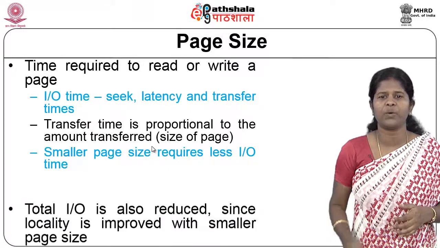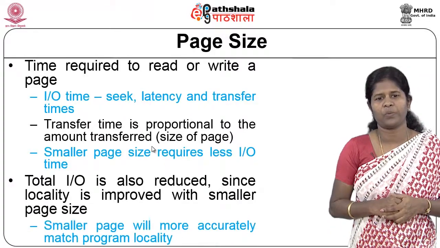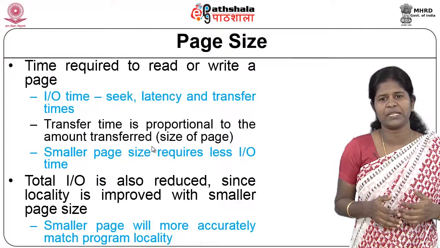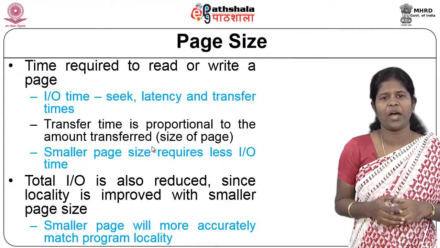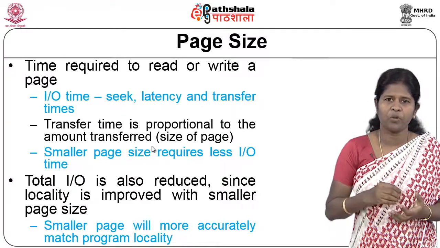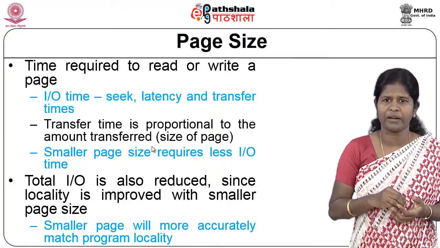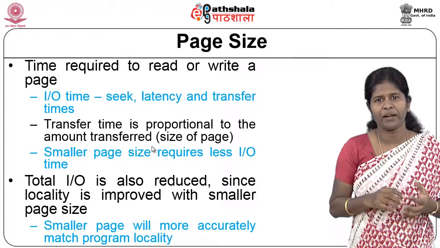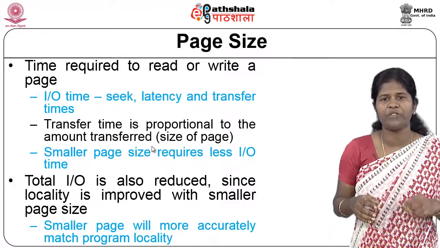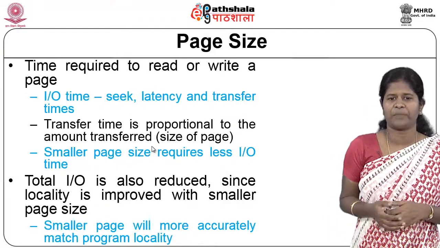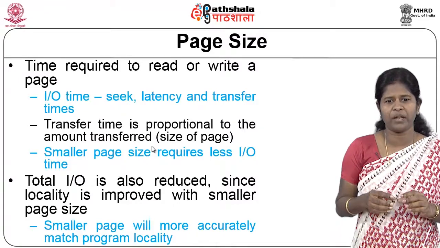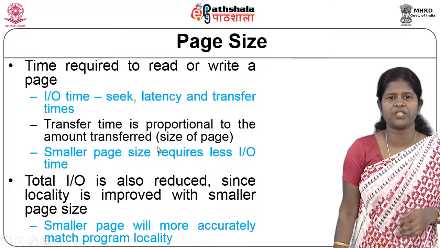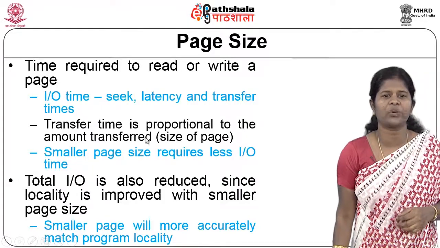Smaller page size will require less I/O. The total I/O is also reduced because locality is improved with smaller page size. When you have a smaller page size, most of whatever you want to read will be within that particular page, and you will not bring in a big page with some contents which are not being used at all. So, smaller page size will more accurately match the program locality. So, it is preferred to have a smaller page size when you are looking at I/O.